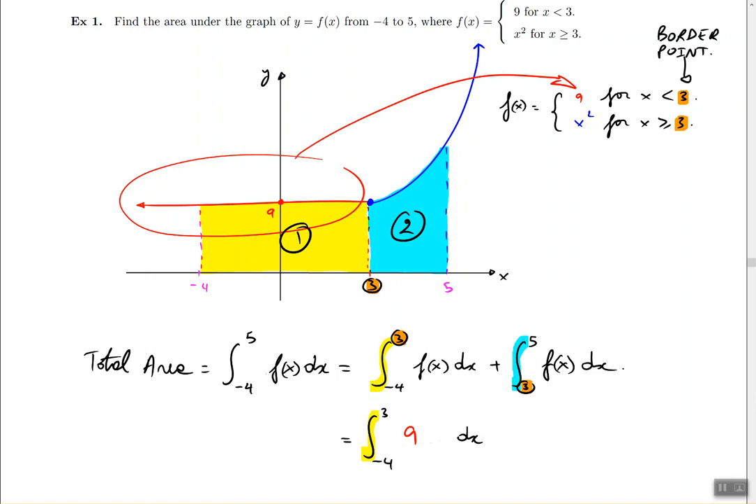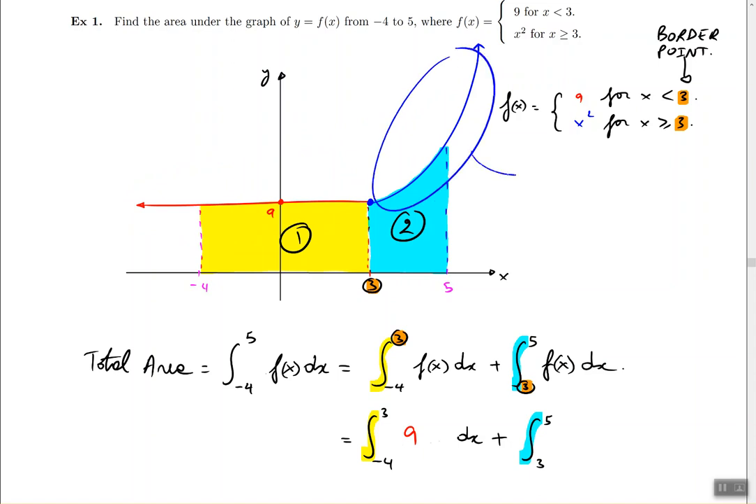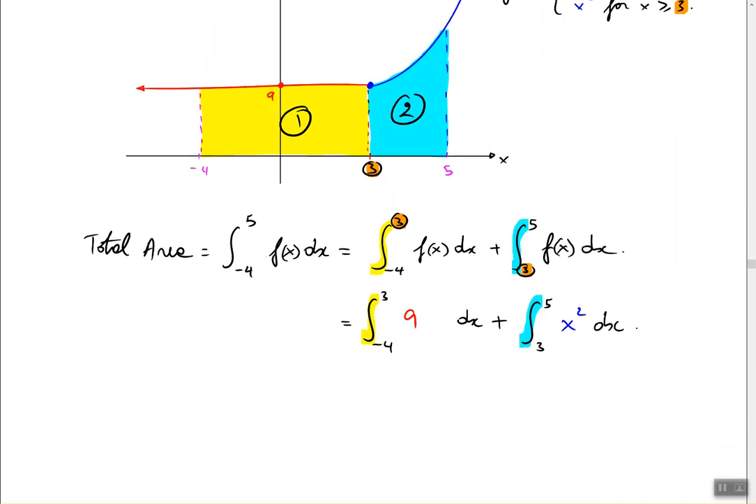So that's what we're going to write in the first integral. Whereas the second integral, the blue one, was going from 3 to 5. What did the graph look like on that integral? It looked like a parabola, and the equation for that was x squared and then dx. So instead of doing one integral, we're doing two different integrals, and you've got to be careful with each of the upper bounds and lower bounds. Let's start with the first one. The antiderivative for 9 is going to be 9x, and that integral is going to take the numbers -4 and 3.